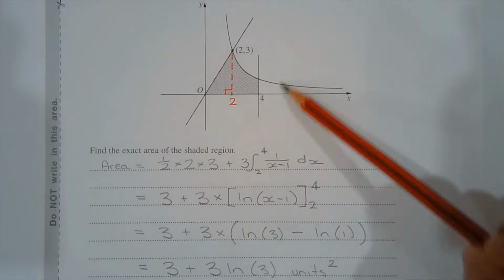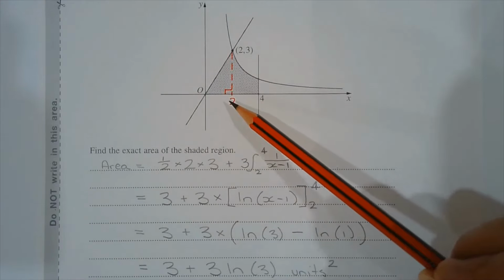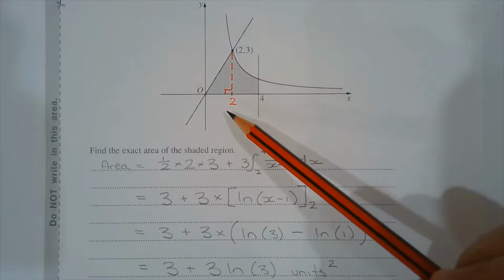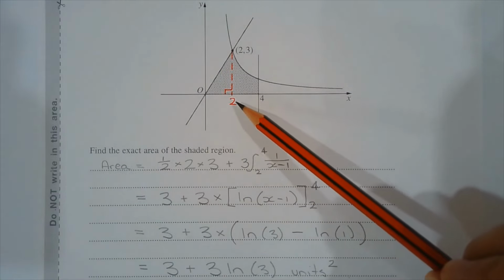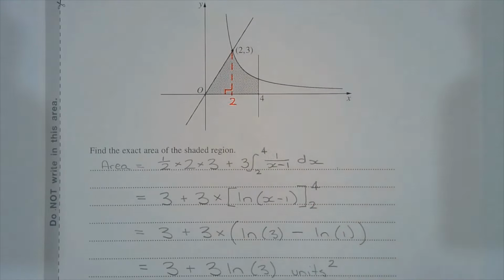The area of the shaded region is given by the area of the triangle from x equals 0 to x equals 2 plus the area under the curve y equals 3 over x minus 1 from x equals 2 to x equals 4. Now the triangle has a base of 2 and a height of 3. So the area is half multiplied by 2 multiplied by 3.